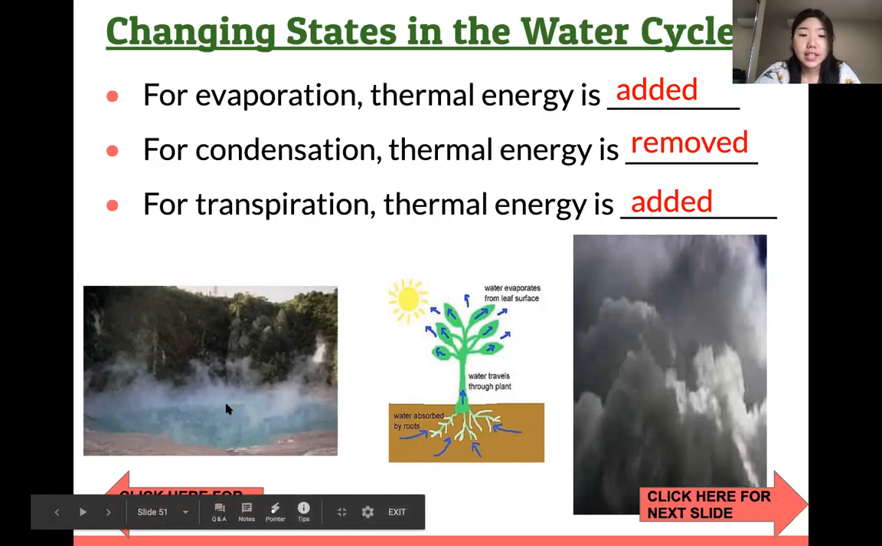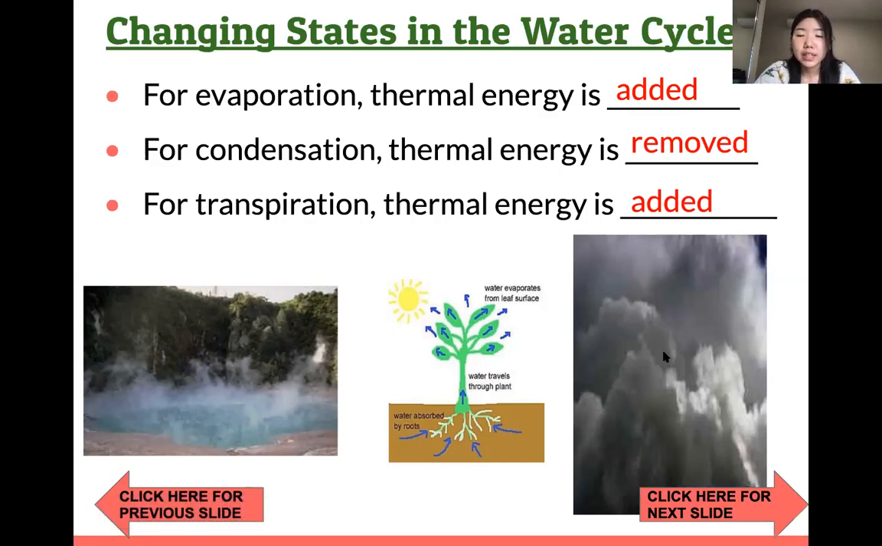Now, for condensation, like when it forms clouds, thermal energy must be removed. So high up in the atmosphere where it's really cold, the water vapor is going to lose thermal energy. It's going to have the thermal energy removed from it, and that's how it becomes liquid water and makes a cloud. Now for transpiration, on the leaves of the plants, for the liquid water to evaporate off of the leaves, you need to add thermal energy from the sunlight.